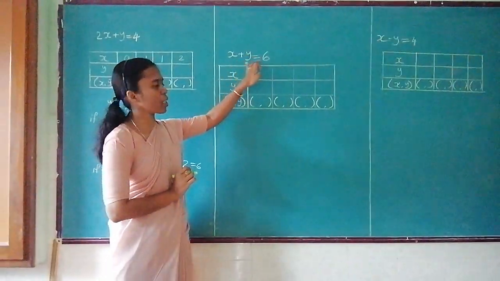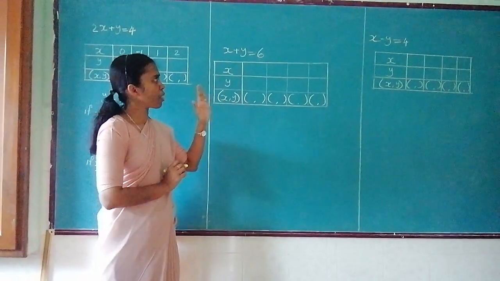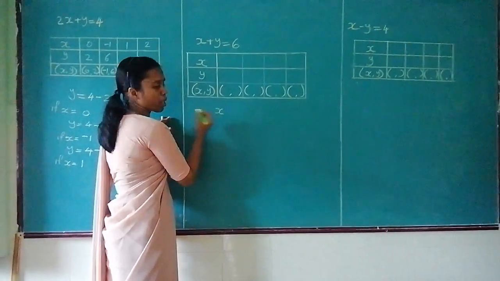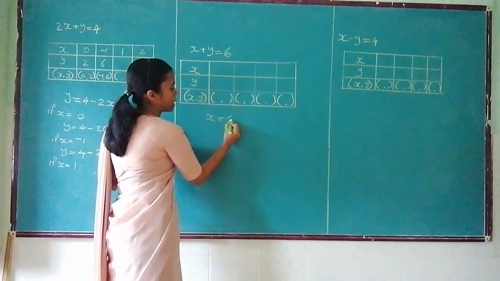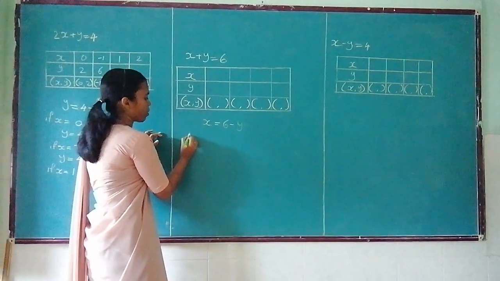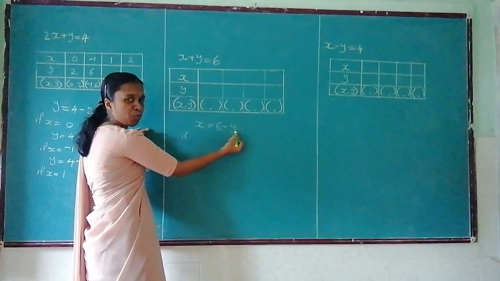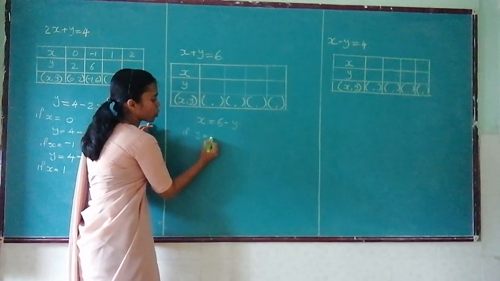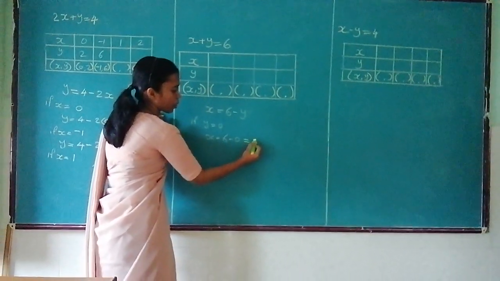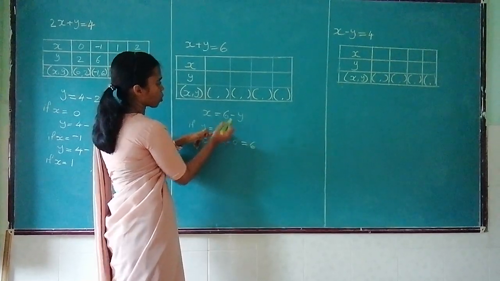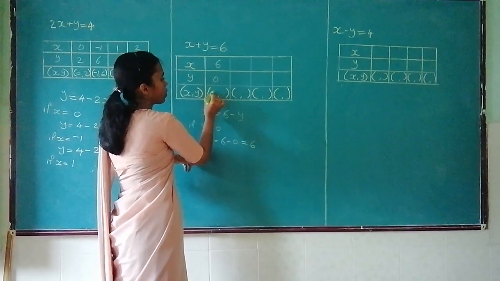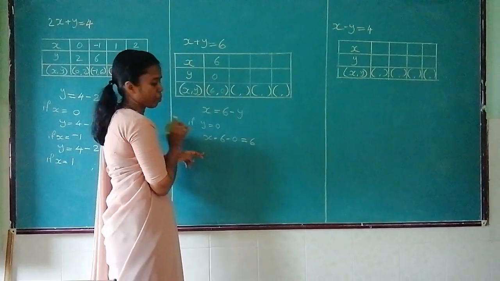We have x plus y is equal to 6. I told you keep one variable on the left side. So either you can keep x or you can keep y. We keep x. So 6 minus y. Y is shifted on the other side. Again same way, now you have to put values for y. If y is equal to 0, then x is equal to 6 minus 0, you get 6. So y is equal to 0, x is equal to 6. So you have 6, 0.